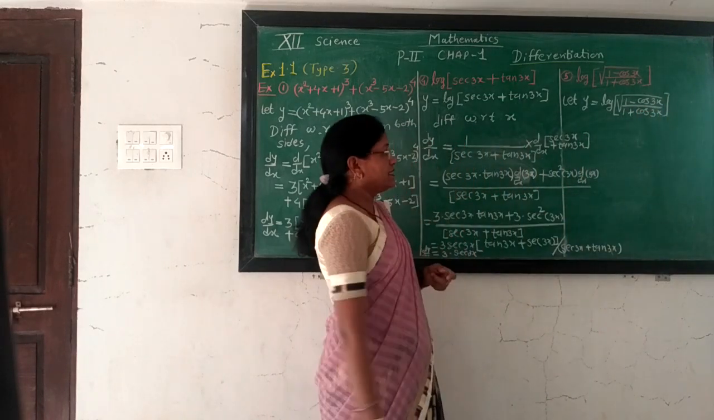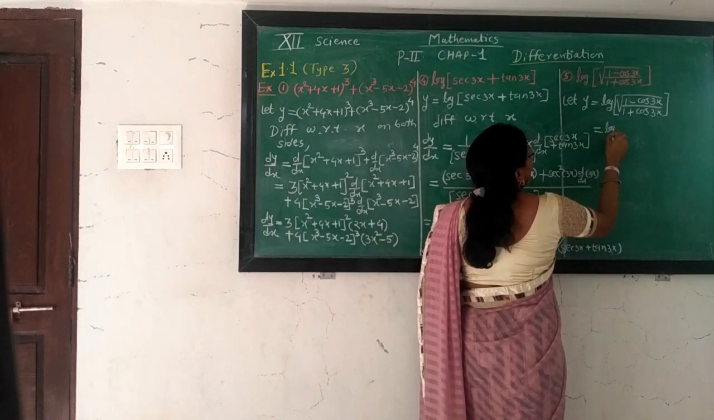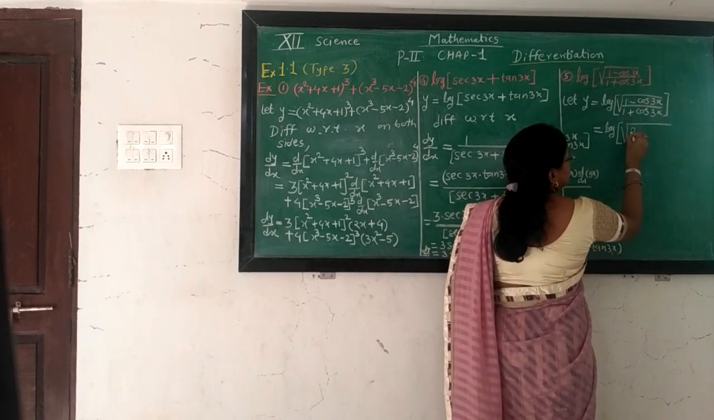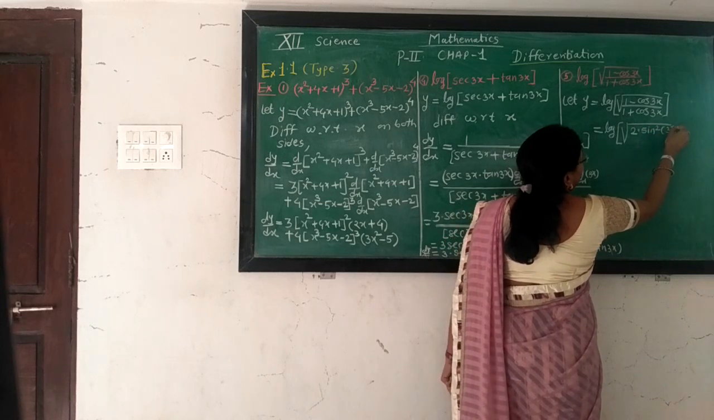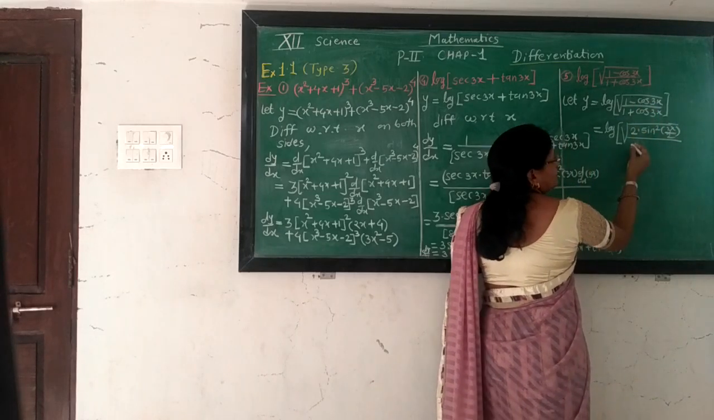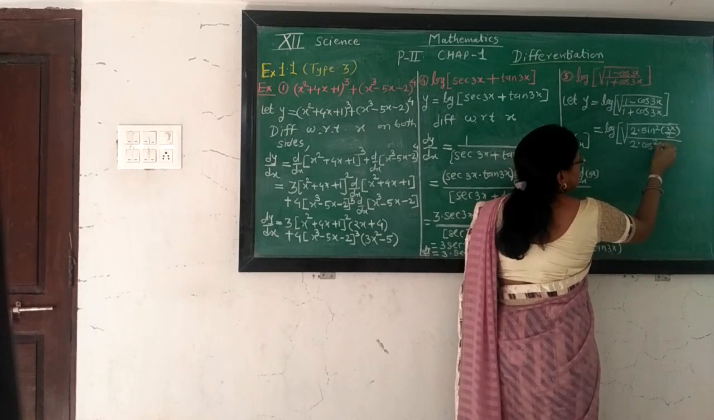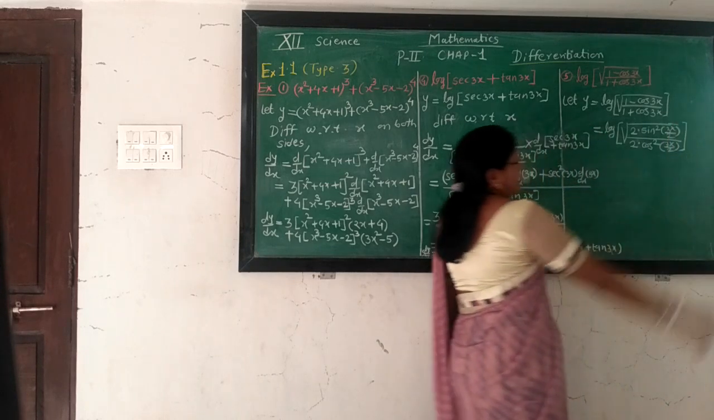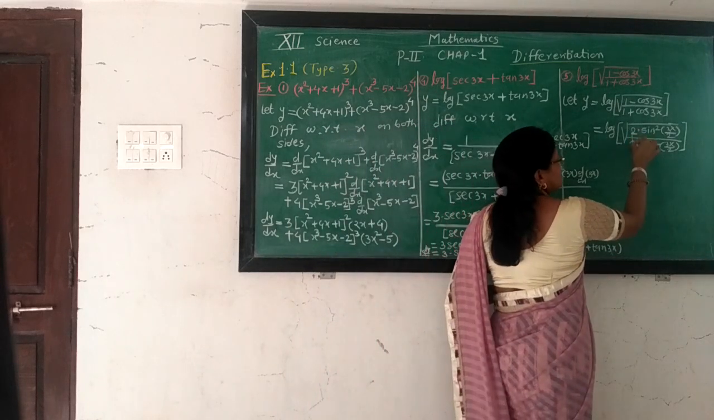We take the result directly: y is equal to log under root of, 1 minus cos 3x is equal to 2 times sin square 3x by 2. In the same way, 1 plus cos 3x you can write as 2 times cos square 3x by 2. So first we simplify this. These 2s are cancelled out.